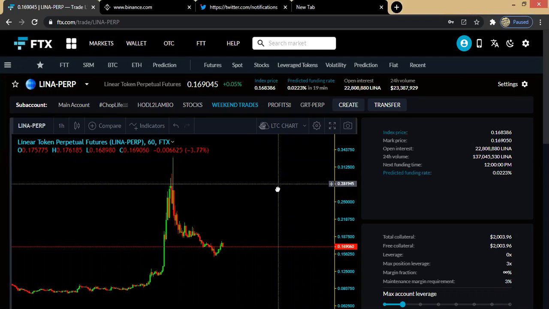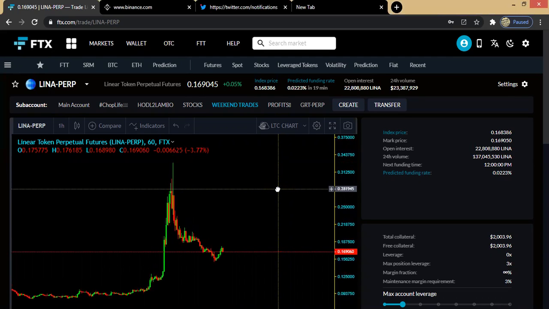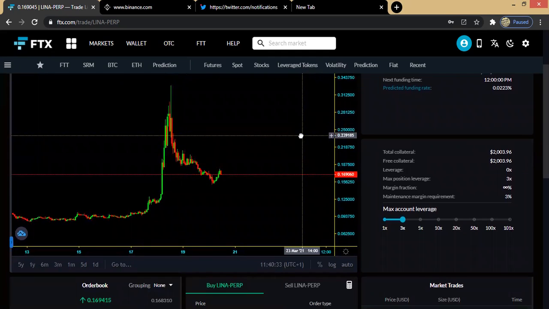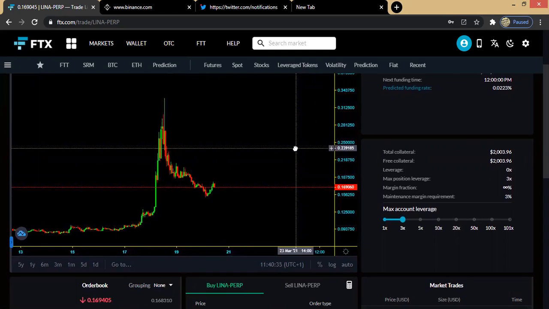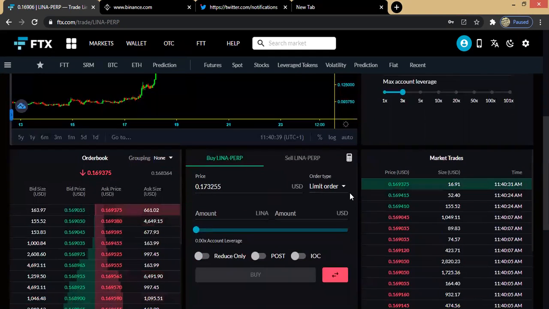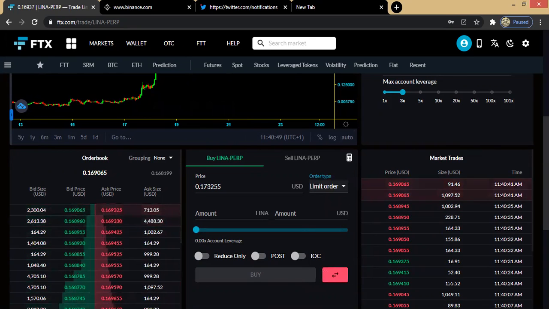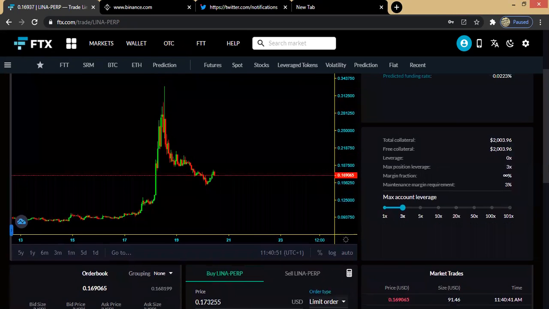And before us here, we are looking at LENA perpetuals. In this tutorial, I just want to show us the different order types on FTX Exchange and how you can use them to maximize your trade. If you click here now, you can see the various order types that FTX Exchange has. My intention is to walk you through how you can utilize them so as to maximize your profit.